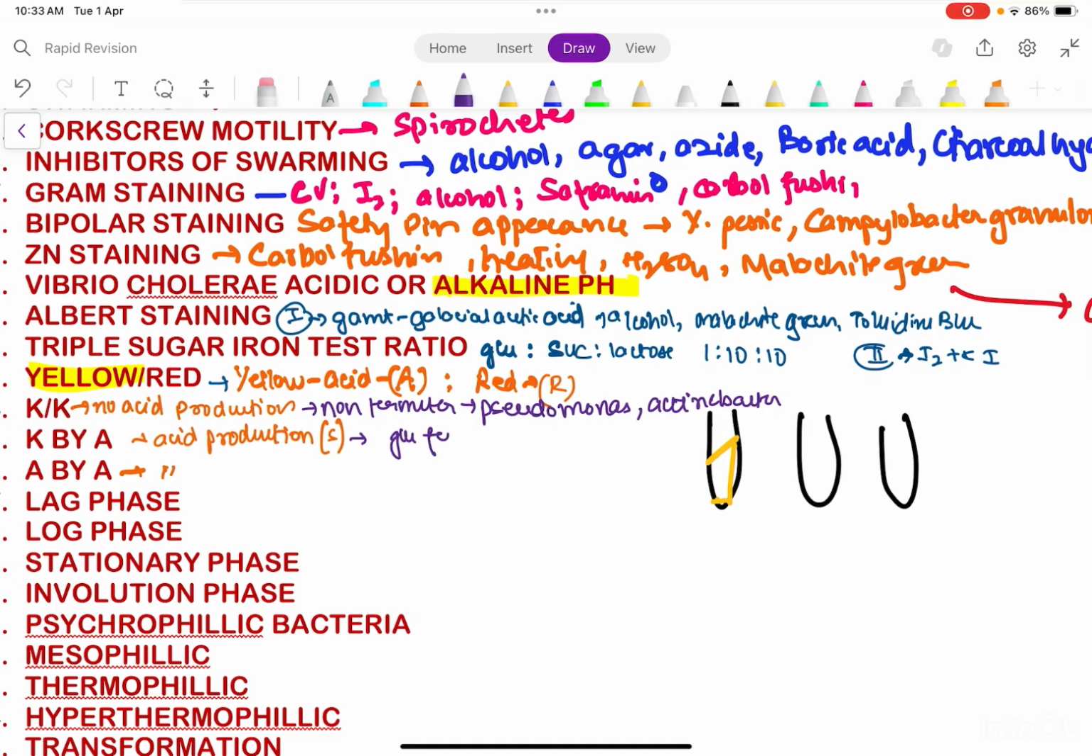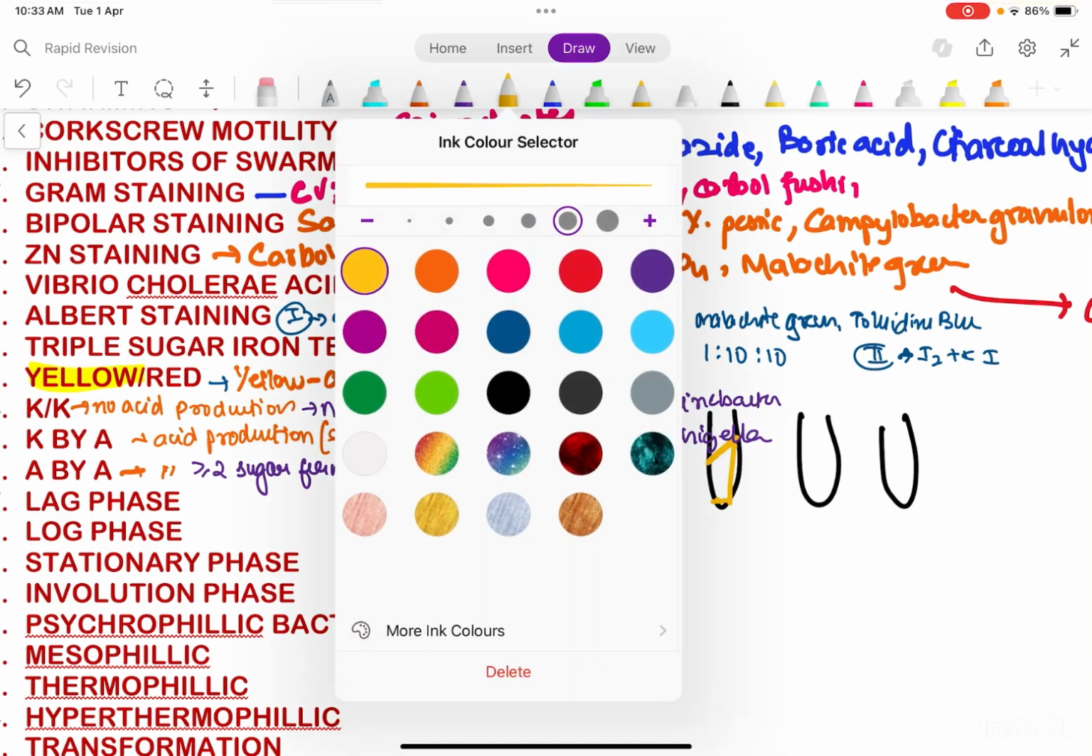If it is showing some amount of glucose fermentation, in this you have to remember Salmonella and Shigella. Then acid production is there, so basically it's fermenting more than 2 sugars. Now this is E. coli and Klebsiella.